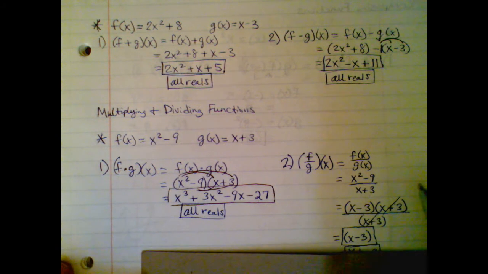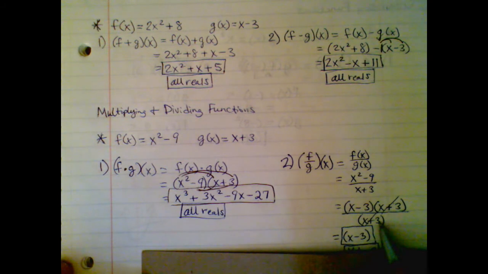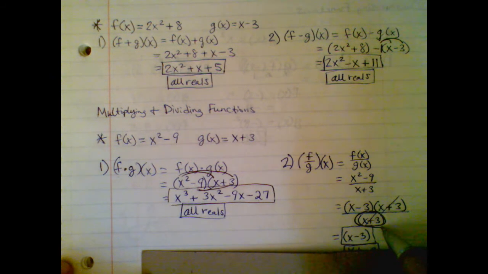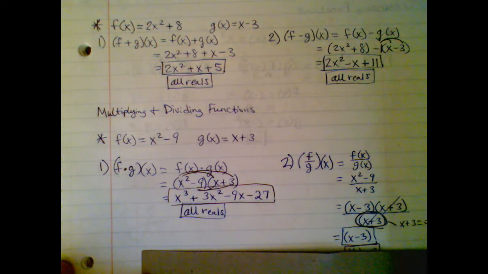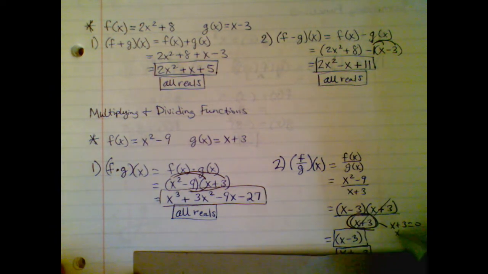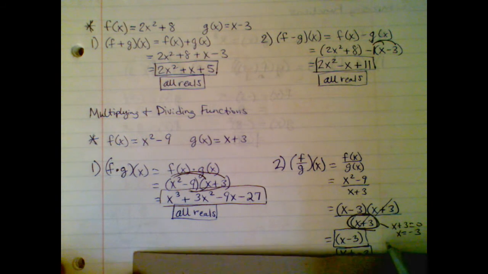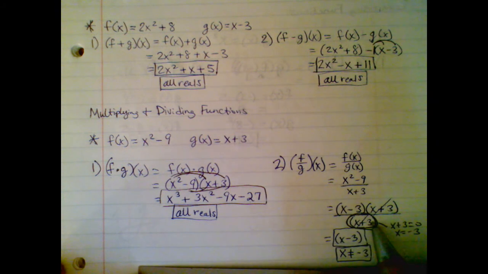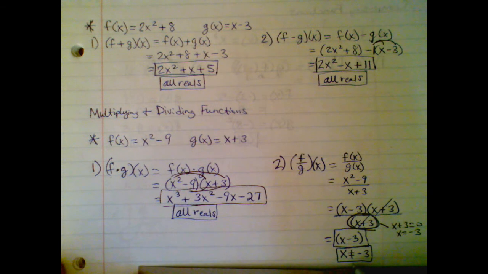And then to see what your domain is, look at the factored form. Now this one has a denominator. We don't want the denominator to equal 0 because we cannot divide by 0. So we're going to set whatever is in the denominator equal to 0 and solve for it. We then get x equals negative 3. So our domain is going to be all reals, but x cannot equal negative 3, because negative 3 plus 3 would give us 0. So it's all reals, but x cannot equal negative 3.